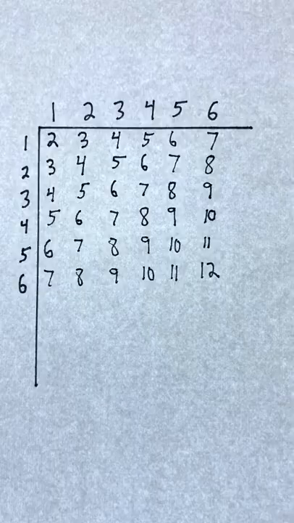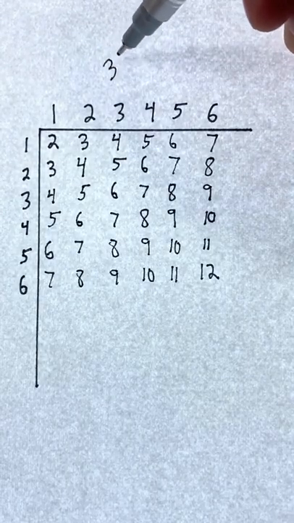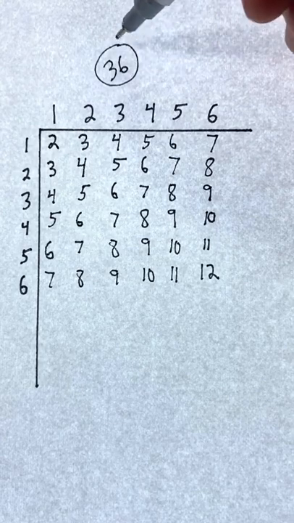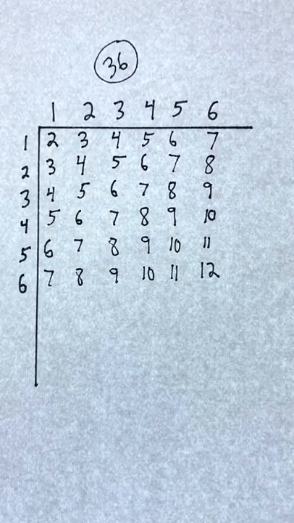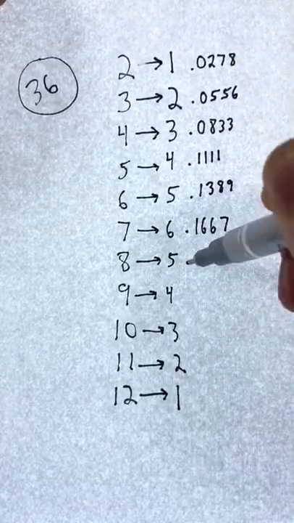To turn these into probabilities, we simply divide by the total number of possible outcomes. This grid contains all possible outcomes, and there's 36 of them. Dividing each number here by 36 gives us the final list of probabilities.